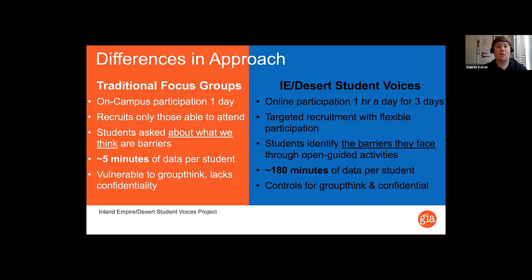Whereas within Inland Empire Desert Student Voices, we're allowed to have people log onto an online platform called Qualboard, and they're able to participate anytime during that day for 1 hour for 3 days. That gives us 180 minutes of data per student. Compared to 5 minutes, that's massively more. It also allows us to be much more flexible in who we include. We're able to use targeted recruitment, and we're able to get more open-ended data. And this is very confidential, and very reflective of the student experience.